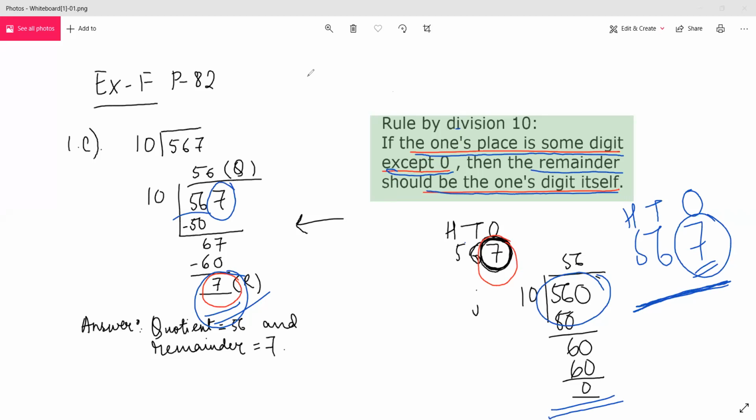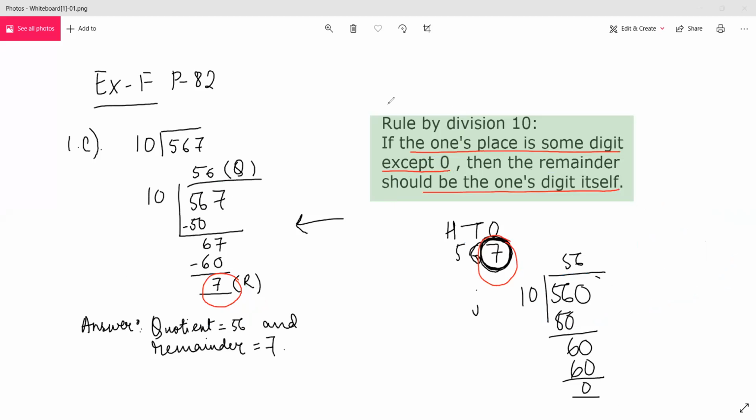By easily looking at the sum, this is a mental math trick also. By looking at the sum, we will be able to see whether we can solve this sum or not.